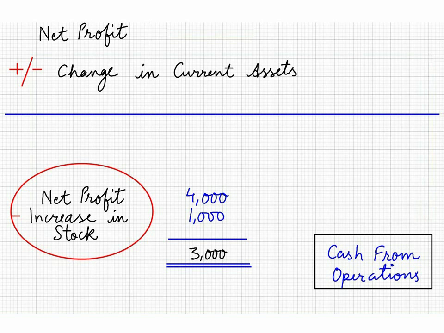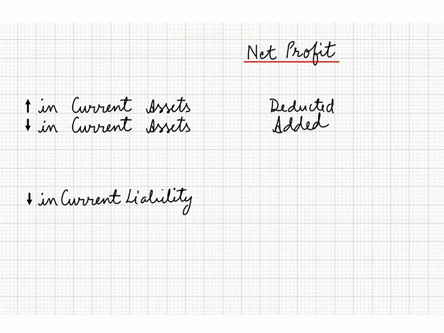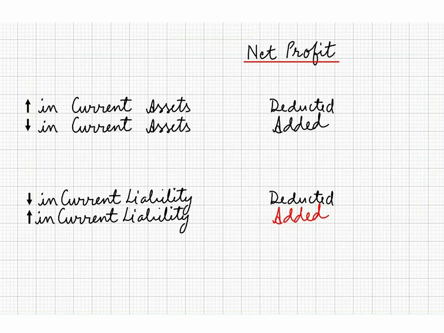So if there is any decrease in current asset, that will be added to net profit. In the same way, if there is any decrease in current liability, that will be deducted. And if there is any increase in the current liability, that will be added to net profit. This will be the formula for upcoming questions.